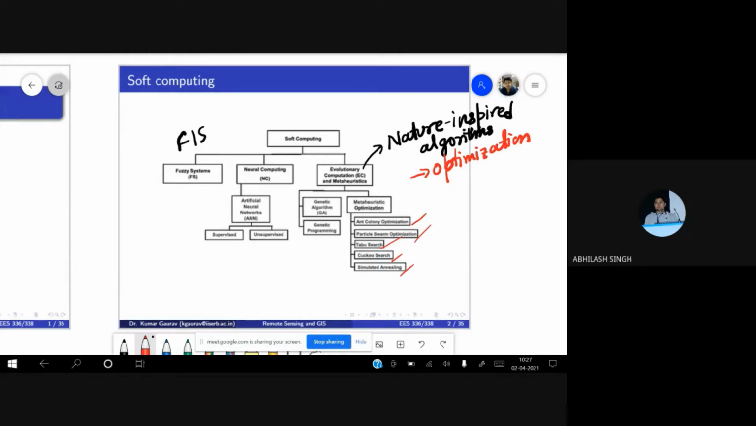for optimization. This optimization comes under the umbrella of metaheuristic, which is also called nature inspired, and this is particularly biologically inspired algorithm. The most popular algorithm is the genetic algorithm.